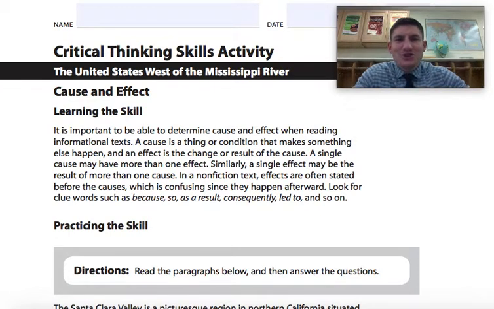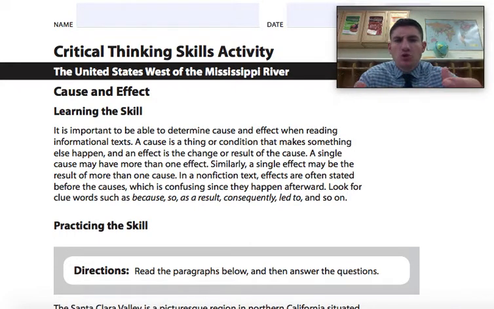Eighth grade, welcome to geography class today. Today we're going to take a look at the critical thinking skill activity for chapter 5 as we continue our study of the United States west of the Mississippi River. The skill that we're particularly learning and working on is the skill of cause and effect.